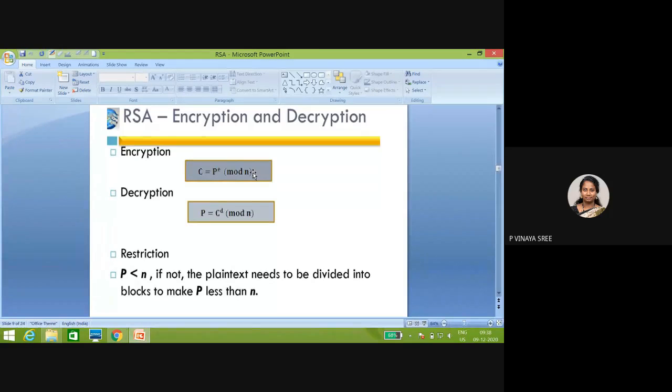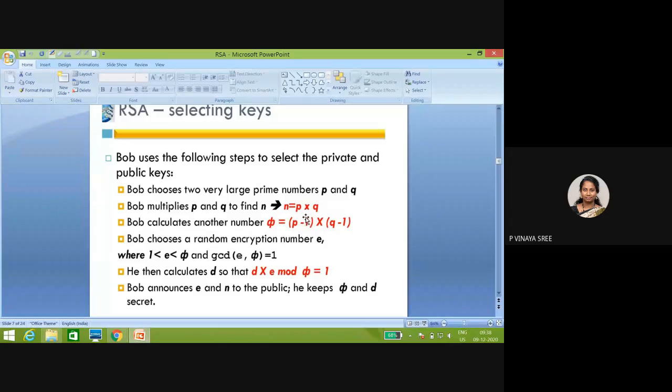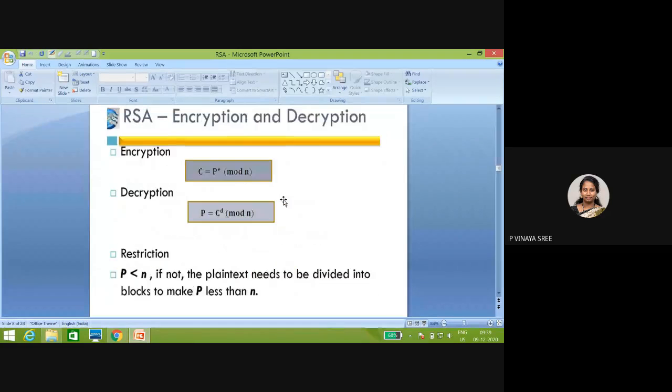P and Q are the prime numbers that will be selected, and how do you get the n value? You get the n value by multiplying P and Q. Just now I said that the plain text P should be less than n. If not, the plain text needs to be divided into blocks to make P less than n.